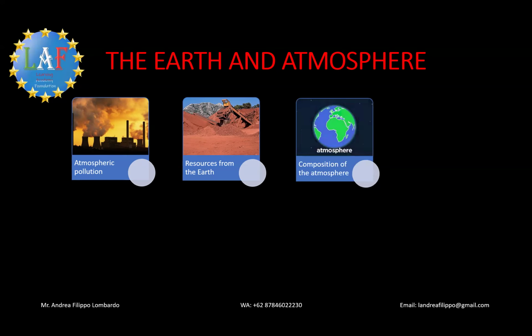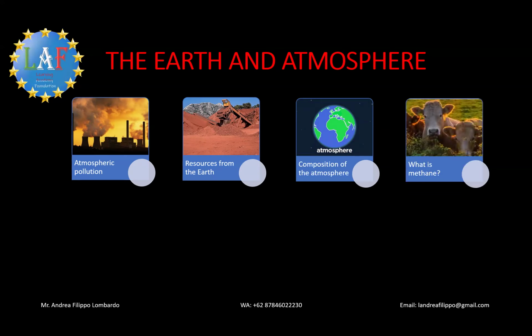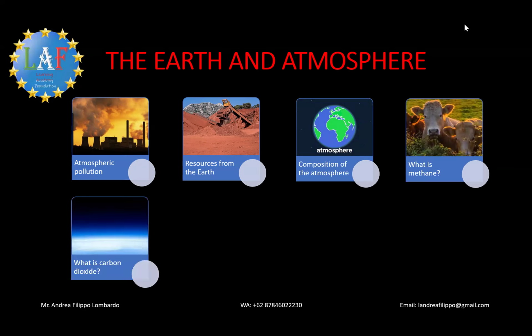The air in the atmosphere is a mixture of gases. Most of the atmosphere is nitrogen, 80%, with around 20% oxygen and other trace gases. They will also see a visual explanation of methane. Students will find out all about carbon dioxide.